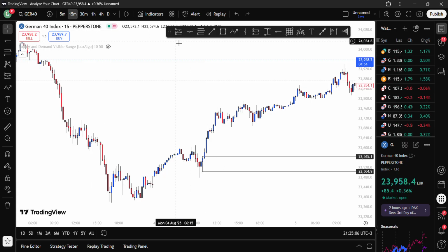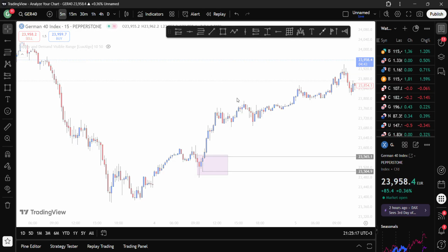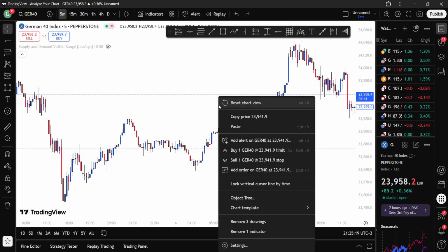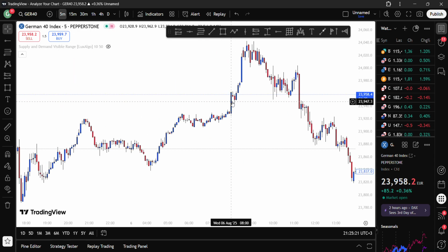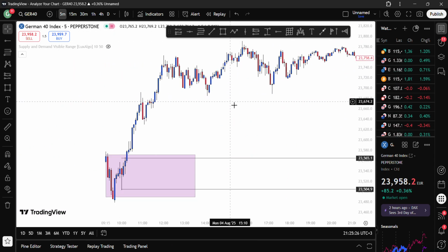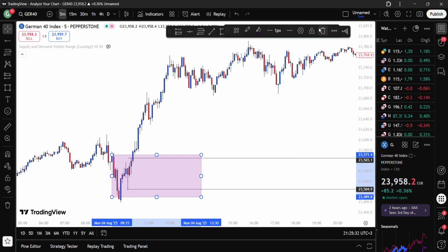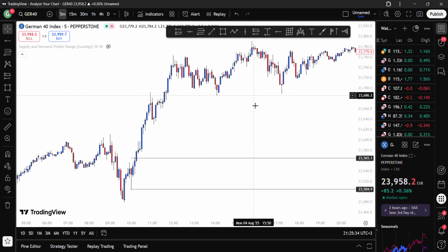You go back. Okay, let me first highlight this zone so that I can know it when I come back to this lower time frame. Let me look for what I marked. Now I can remove this rectangle of mine. It has been helpful. There you go.